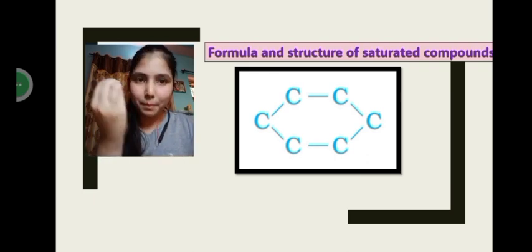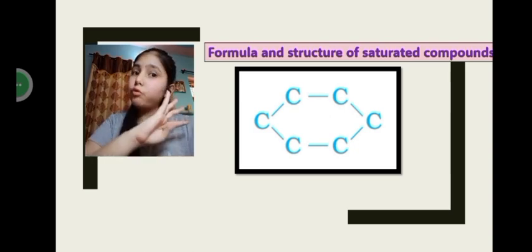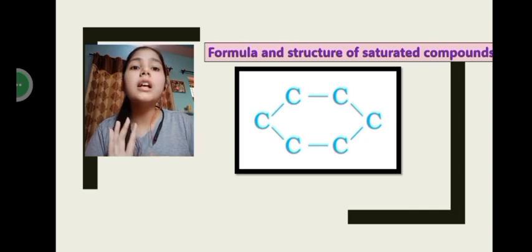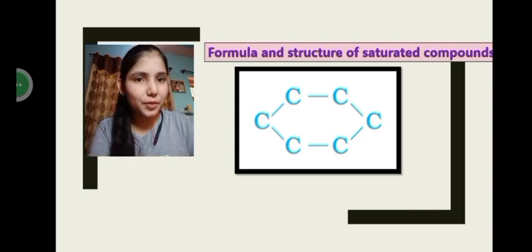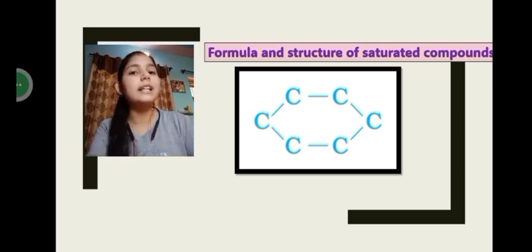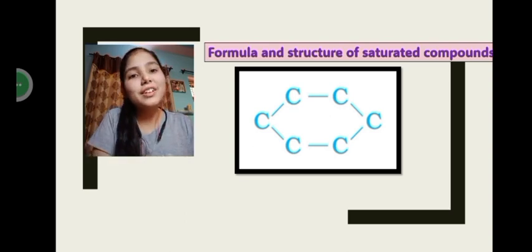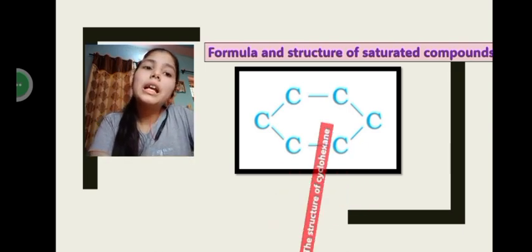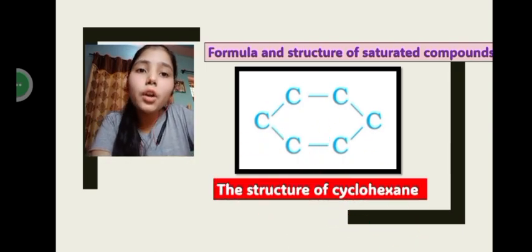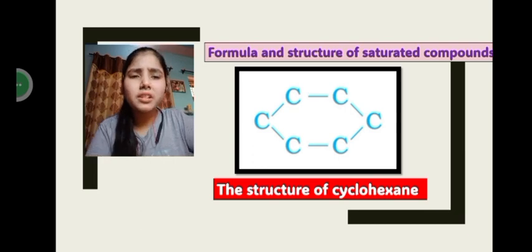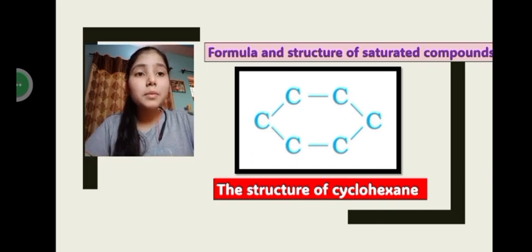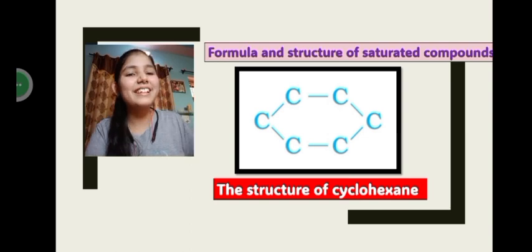Actually, this is the way of representation. The carbon has 4 bonds only. The 2 are connected with carbon and the rest, it's obvious, are connected with hydrogen. So it is the way of representation. What is this? This is the structure of cyclohexane. What is cyclohexane? We know about hexane. Cyclo means cyclic formation, so it is a ring of hexane.